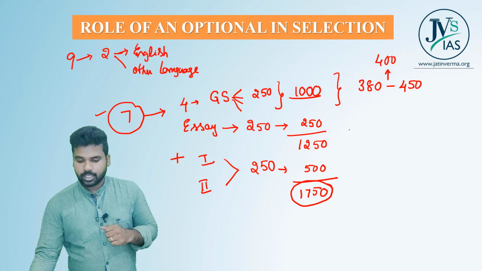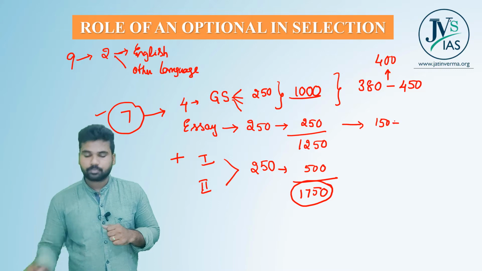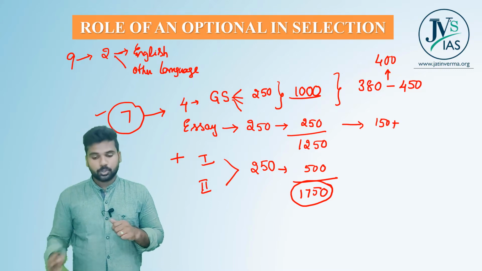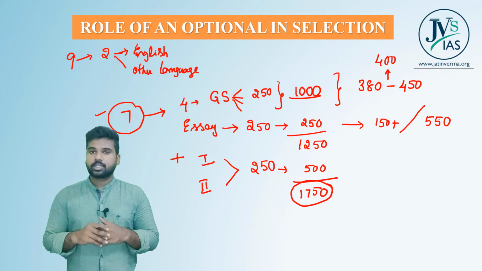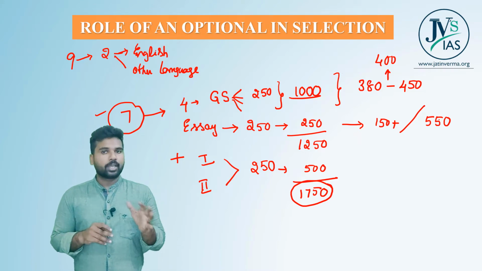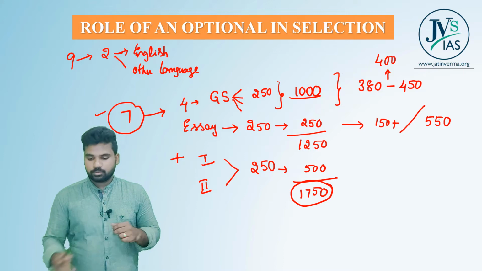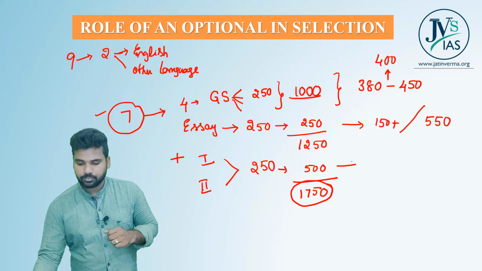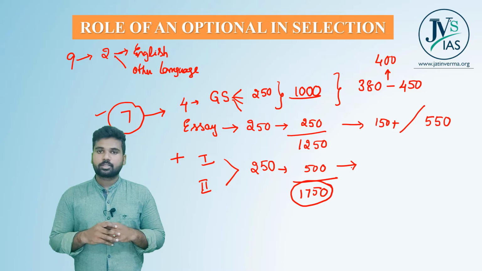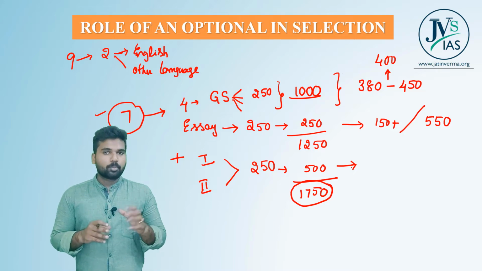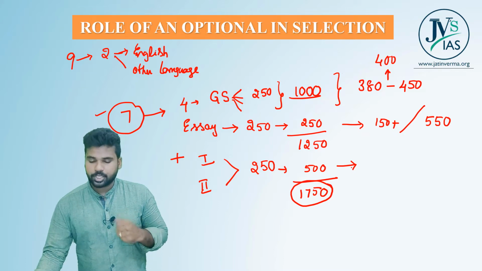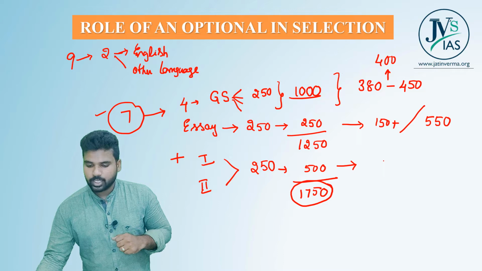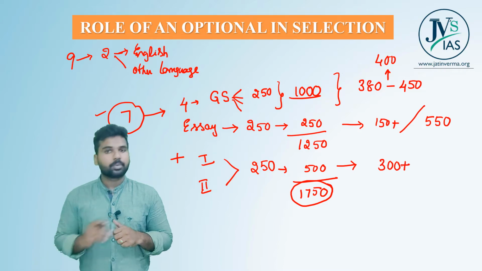Then in the essay, 150 plus is considered a very good score. Even with very good scores, GS plus essay together are going to be covered for about 550 marks. Now the actual picture of the optional. This is a very important subject, because with a good amount of effort and writing practice, in the optional, out of 500 you can easily score 300 and plus.